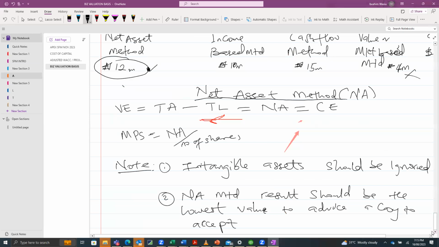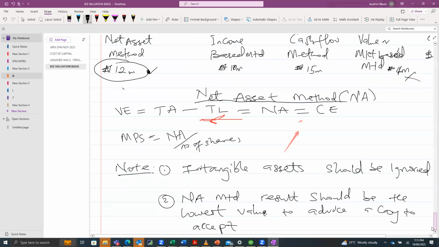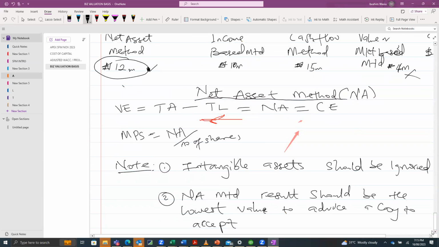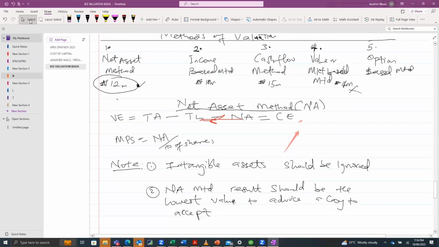Hello, sir. Yes, sir. It's like we are not seeing the screen well. See this number 5, that's method number 5. Let me do something. Just a minute. Option-based method. Can you see it now? We should be able to see it now, right? Yes, it's okay, sir. Okay. Yes, sir. Just a minute.